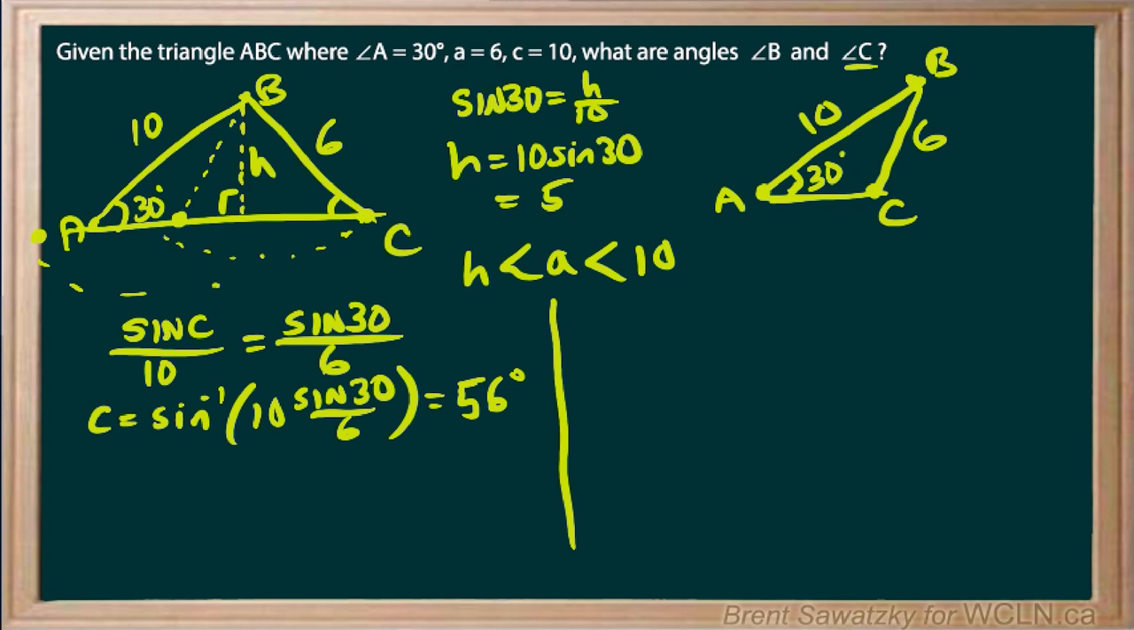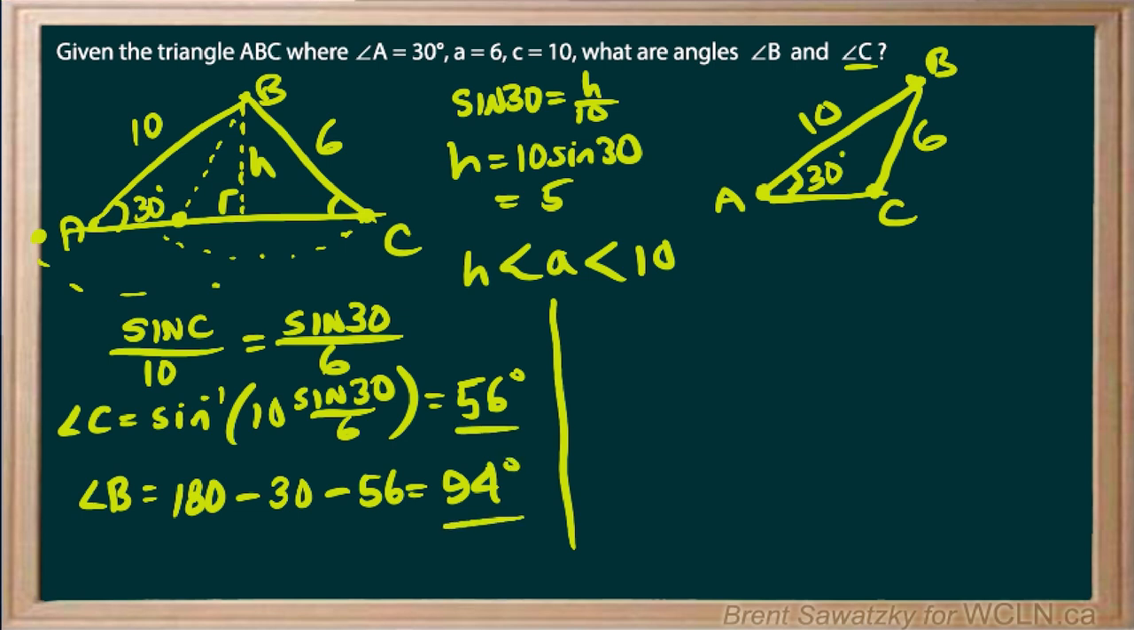Angle B, well, that's fairly easy. We could just say angle B is going to be 180 minus our 30 there, minus our new angle 56, and that comes out to be 94 degrees. So there are our angles for the first option for this triangle. But now we have to move to the second option.